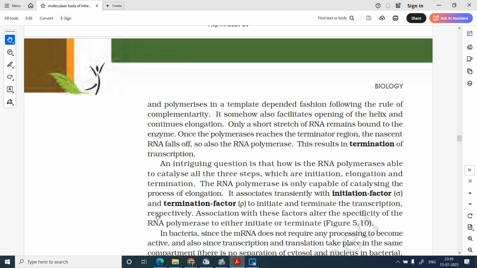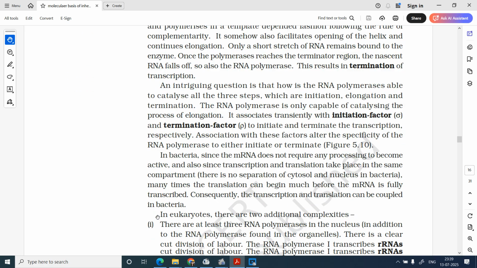An intriguing question is, how is the RNA polymerase able to catalyze all three steps: initiation, elongation, and termination? The RNA polymerase is only capable of catalyzing the process of elongation. It associates transiently with the initiation factor sigma and the termination factor rho to initiate and terminate transcription respectively. Association with these factors alters the specificity of the RNA polymerase to either initiate or terminate, figure 5.10.